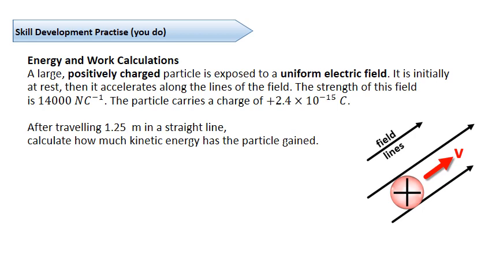Okay, a large positively charged particle is exposed to the uniform electric field. It is initially at rest and accelerates along the lines of the field. The strength of this field is 14,000 newtons per coulomb, and the particle carries a charge of 2.4 times 10 to the negative 15 coulombs. After traveling 1.25 meters in a straight line, calculate how much kinetic energy the particle has gained.